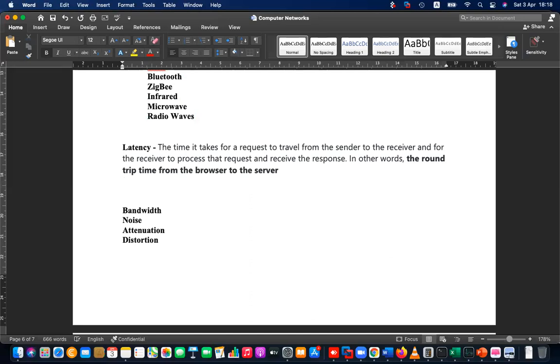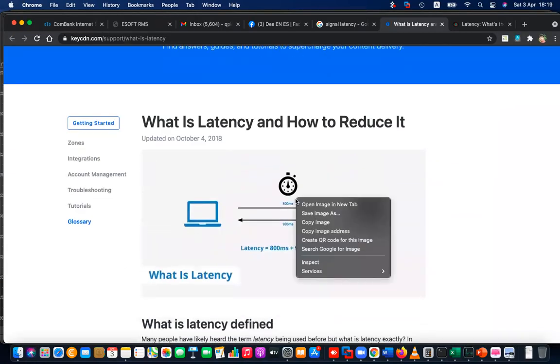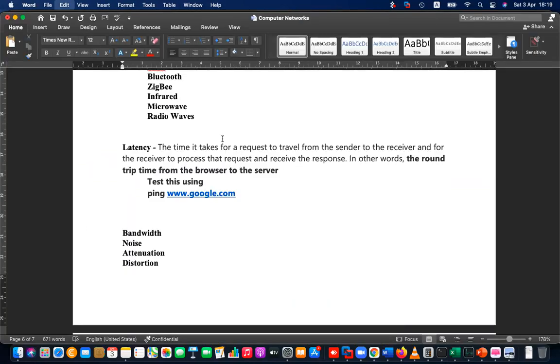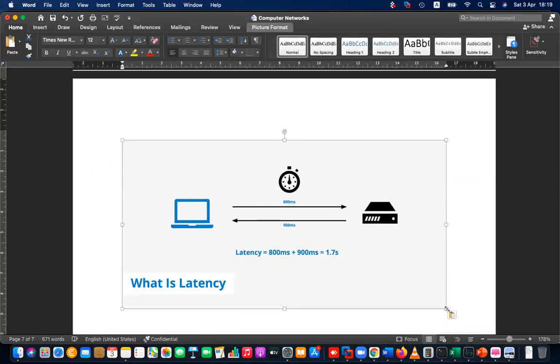Or you can test this using the ping command. Test this using ping space www.google.com, and you understood what is round trip time. Time taken for the request and the response. Actually, total time taken by the request and the response. So if you draw the image, the image that I suggested is much better. So this shows the latency. I think better draw the same image and show it.